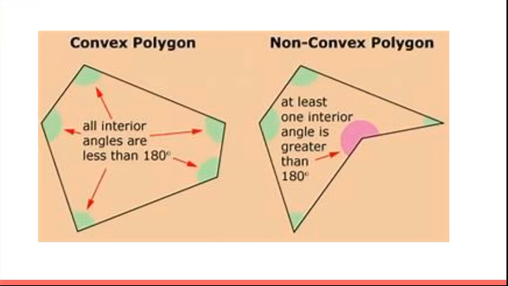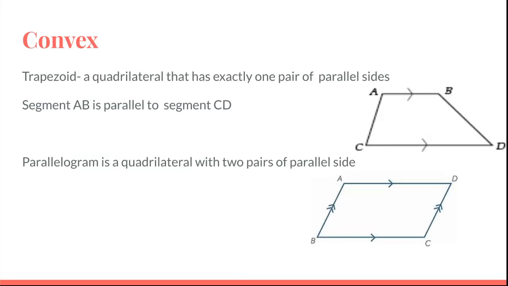Here to the left, it shows you a convex polygon and how all the angles are less than 180 degrees. To the right, it shows you a concave polygon and how at least one of the angles is greater than 180 degrees. We're going to go more into depth on convex quadrilaterals.